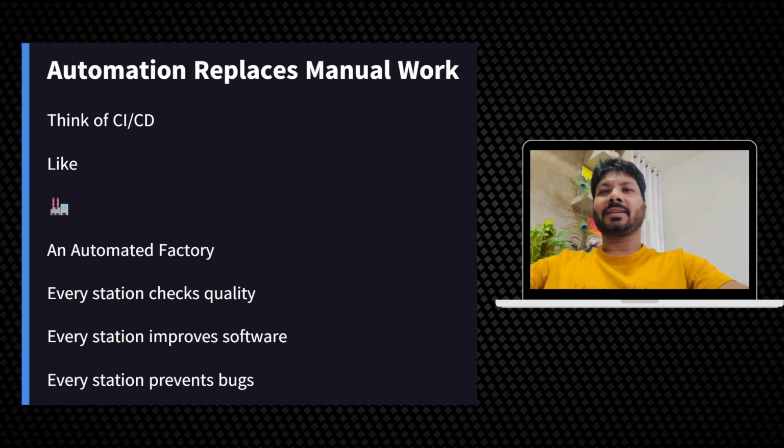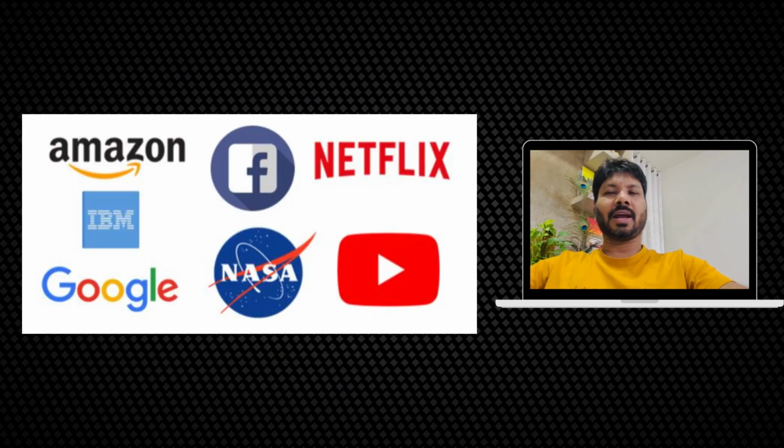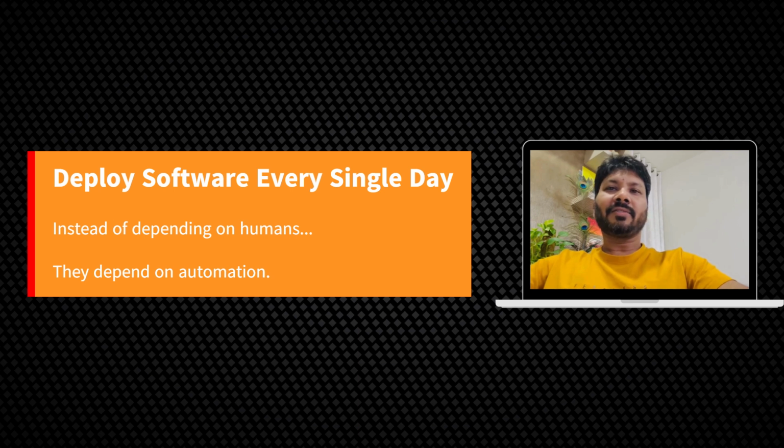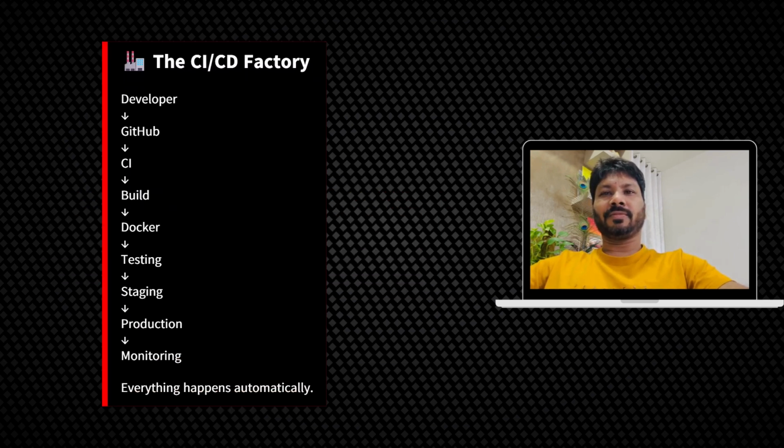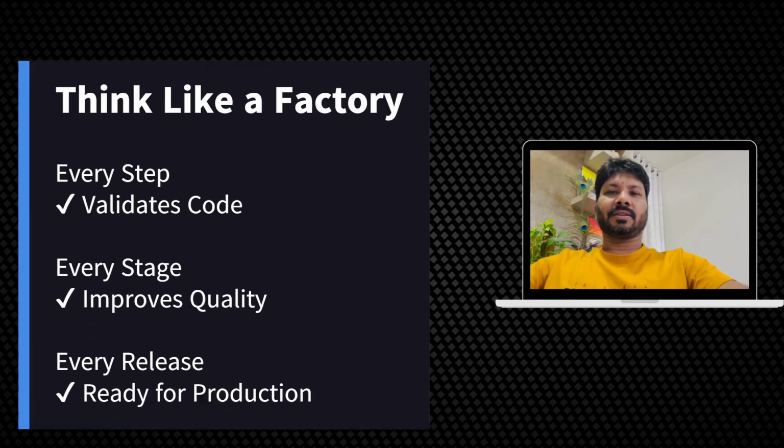Enter CI/CD. Now let's look at how modern companies like Netflix, Amazon, Google, Microsoft, and thousands of startups deploy software every single day. Instead of depending on humans, they depend on automation. Think of CI/CD as a fully automated factory. Instead of manufacturing cars, it manufactures software releases. Every station checks something. Every station improves quality. Every station makes sure broken code never reaches customers. Let's walk through the factory.